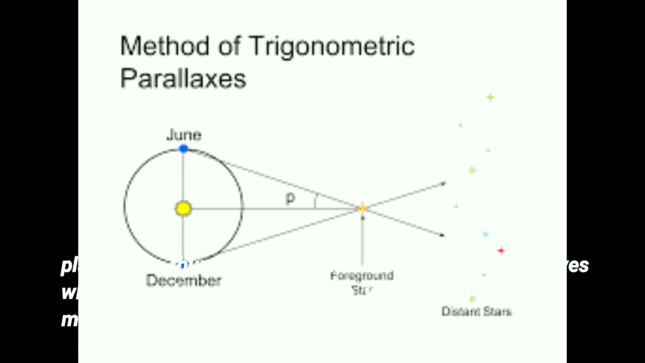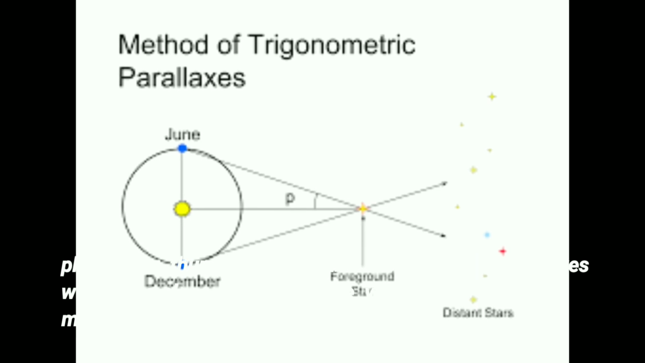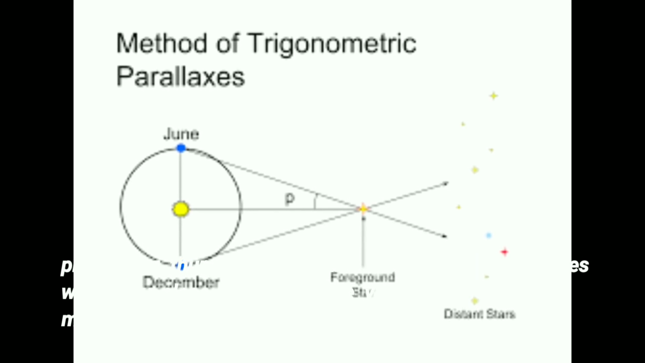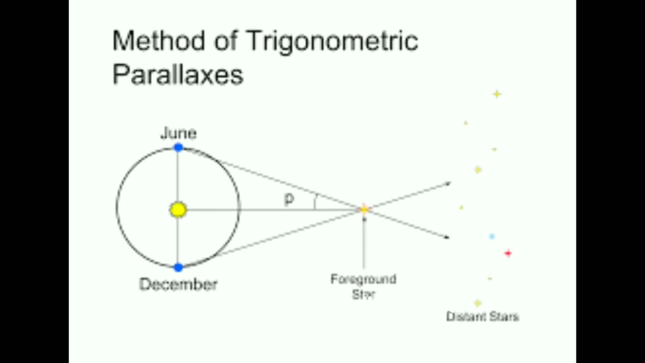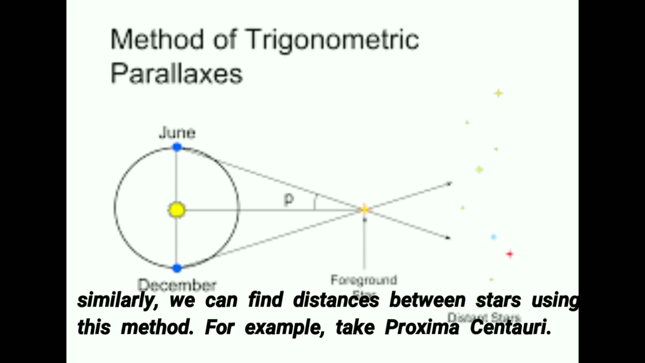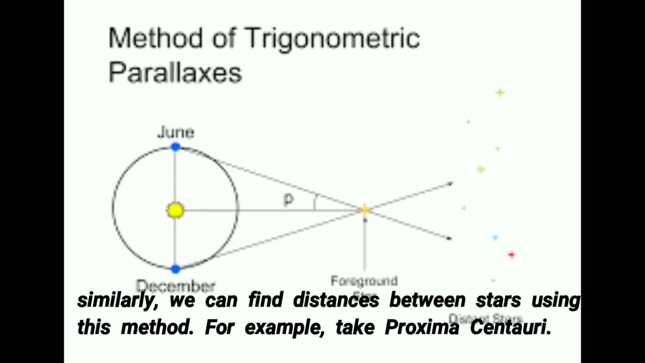Place your thumb like this and close one of your eyes. When you close your right eye, your thumb will be moved in the left direction. This is known as the parallax effect. Similarly, we can find distances between stars using this method.